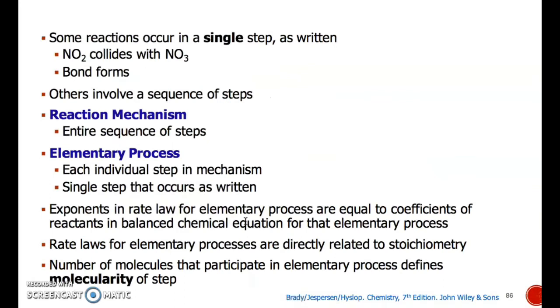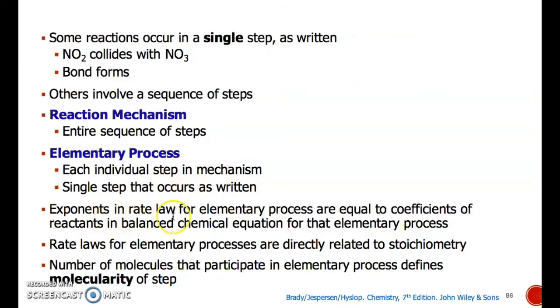Some reactions occur in a single step as written. Look at this. Nitrogen dioxide collides with the nitrate. Bond forms. Others involve a sequence of steps. Reaction mechanism is the entire sequence of steps. Elementary process is each individual step in the mechanism, a single step that occurs as written.